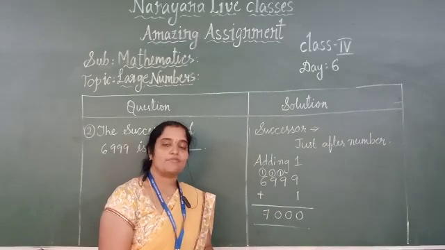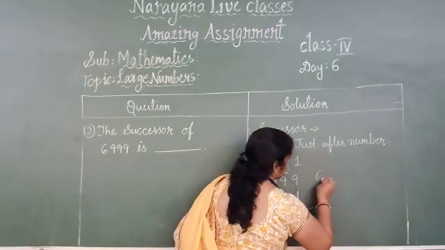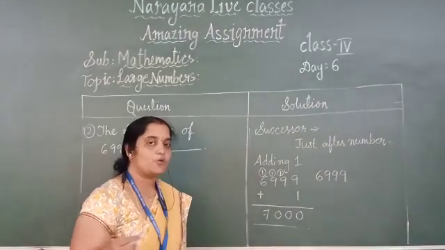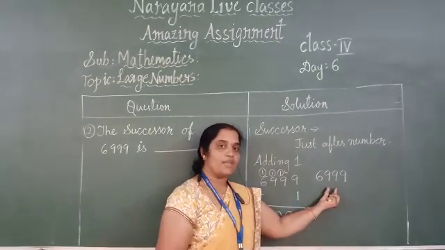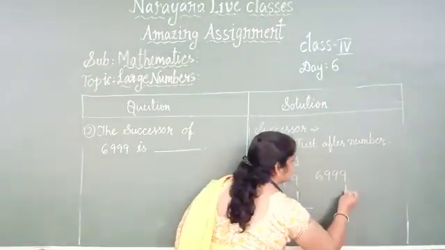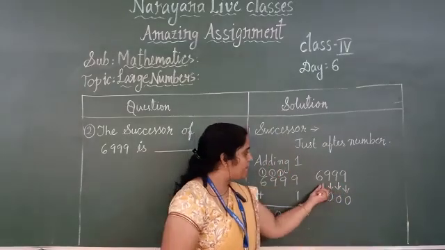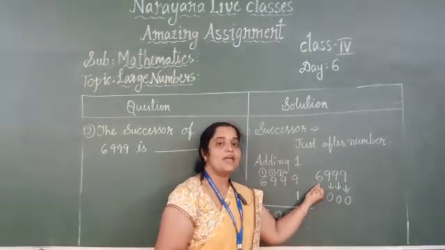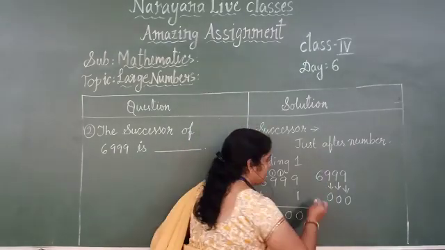Now we are in the 4th standard. We should not add like this. We should say directly what the successor of that number is. If you want to find the successor of a given number and the number is ending with continuous 9s, the 9s will be replaced by 0, and whatever number is present before the 9s will be increased by 1. So 6 plus 1, that is 7.